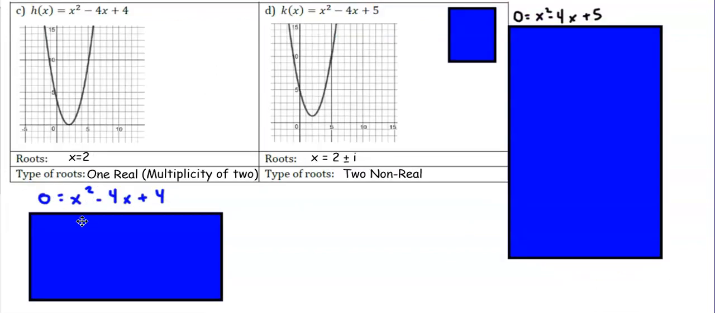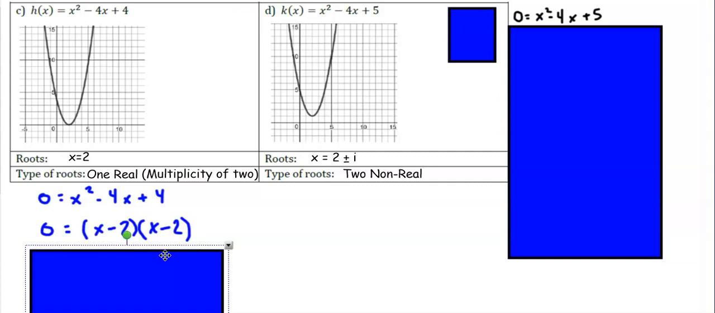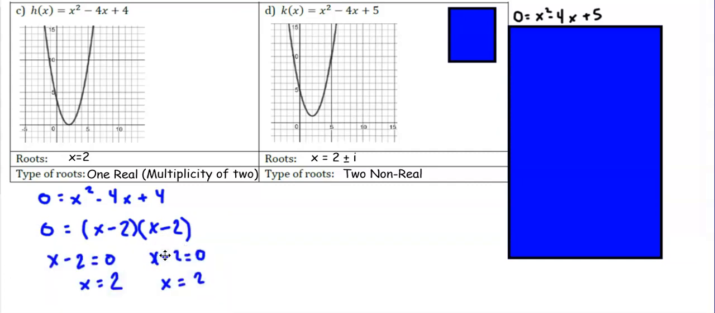For c, I set this equation equal to 0, factor, and then set each factor equal to 0 and solve, and get x equals 2. And I had it twice. That's because there's only one x-intercept right here at x equals 2. Because I had this twice, I have one real root, but it has a multiplicity of 2 because it happened twice. For d, I can see that there's no x-intercept, so I know that my roots are not real.